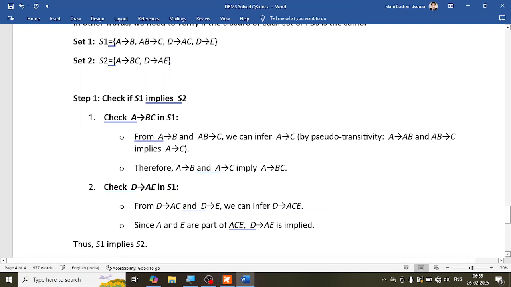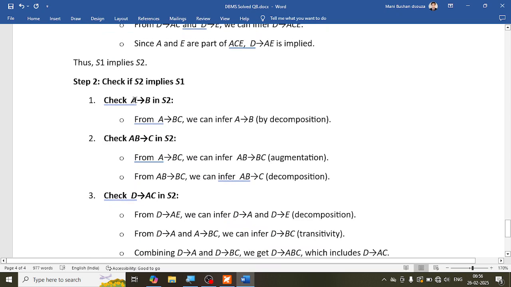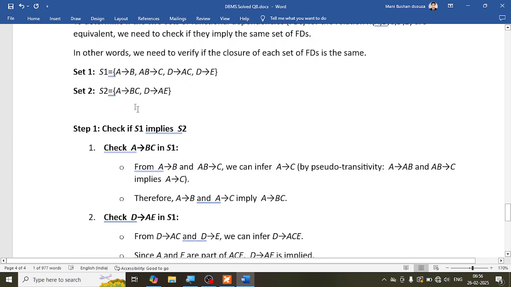So what we have proved now is these two relationships can be obtained using the first set of relationships. Now we have to prove the other way around. What is the meaning of that? We have to prove that A derives B, AB derives C, and A derives AC, and A derives E. All of them can be obtained using the combination of these two. So let's go ahead and do that. So let's try to find whether A derives B, whether this can be obtained using these two.